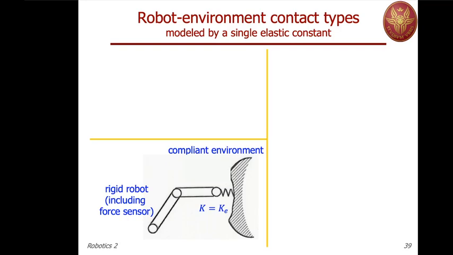This is why I'm assuming a rigid robot, including a force sensor, but when this deformation of the force sensor can be neglected, as opposed to how large could be the deformation of a compliant environment. So in this case, the single elastic constant K, or stiffness constant, better said. Remember, elasticity is the inverse of stiffness, is given by the stiffness of the compliant environment.